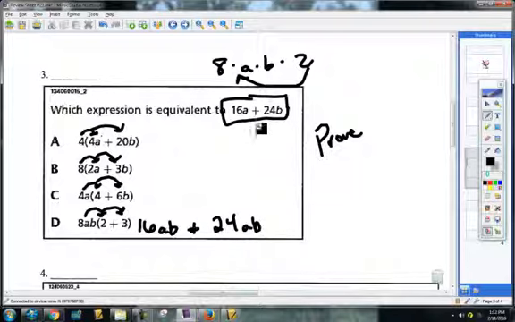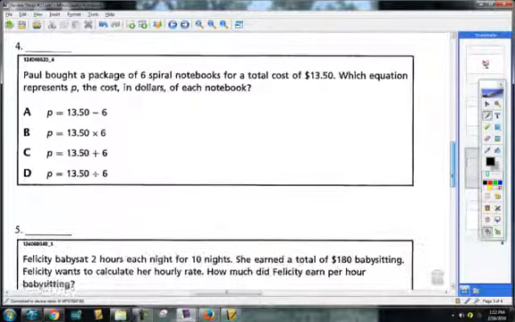Okay? So would that be that, though? Are those the same? No. So I just eliminated D by doing the distributive property. So that's what I mean by prove. Okay? All right, next one.